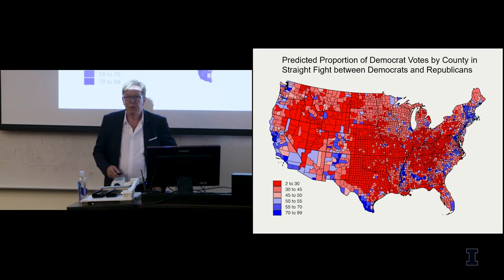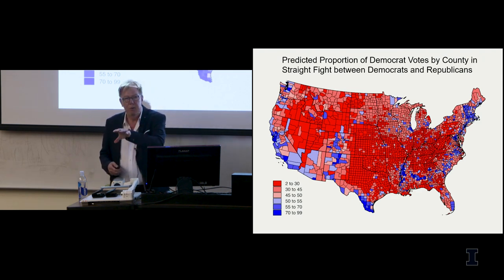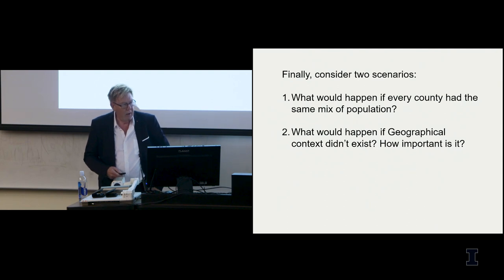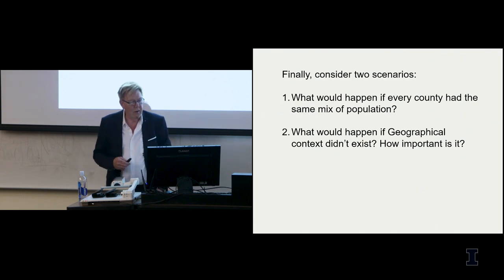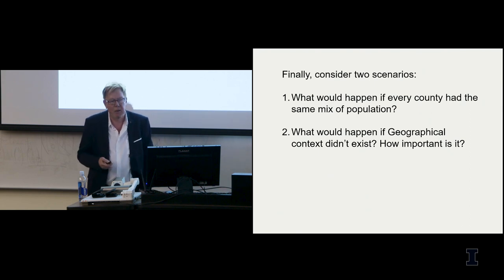And when you put those three maps together, the baseline, the bit due to socioeconomic composition and the bit due to geography, then you get the predicted map, which again looks just like the actual map. Okay? It's very, very close. And then finally, we can consider two scenarios. First, what would happen if every county had the same mix of population? How would we vote? And the second, what would happen if geographical context didn't exist? And how important is it in terms of influencing the vote for the 2016 presidential election?